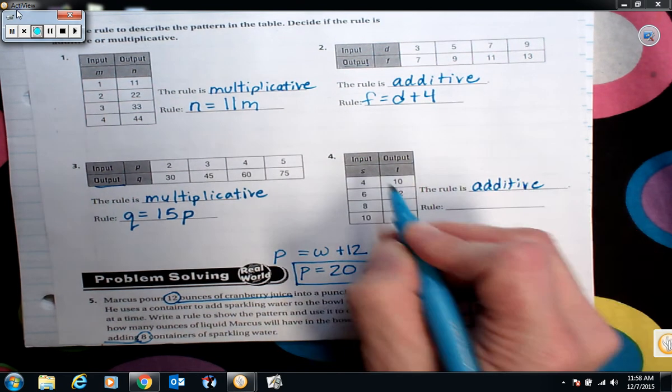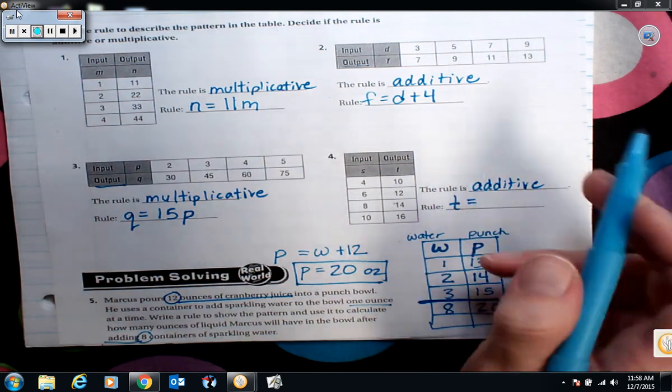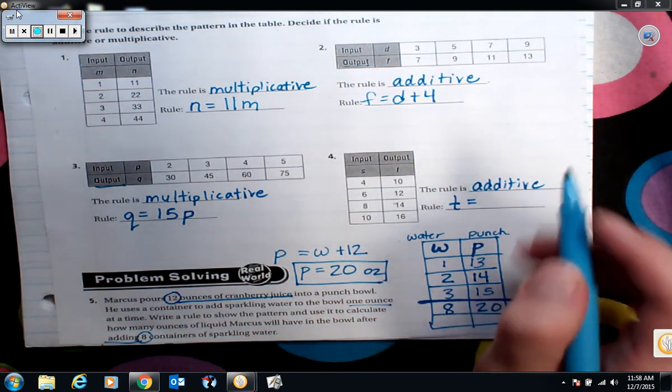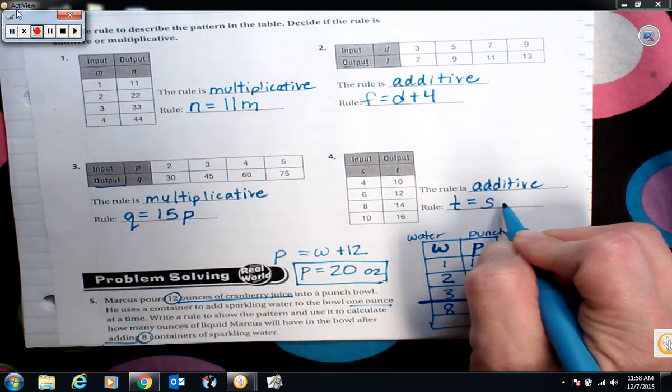And I'm going to start with the output, which is t equals, and to find the output for each input, I'm going to take the input s and add 6.